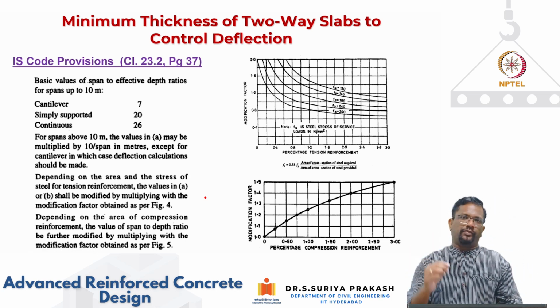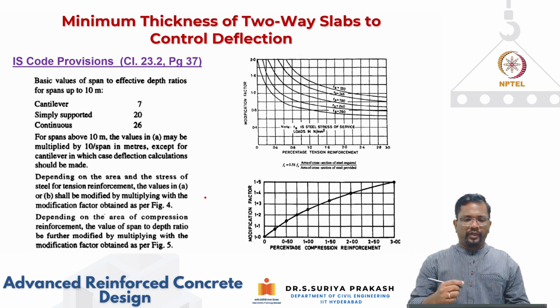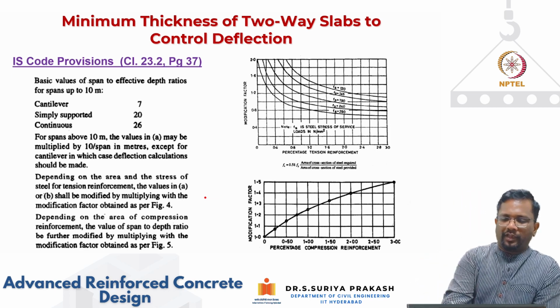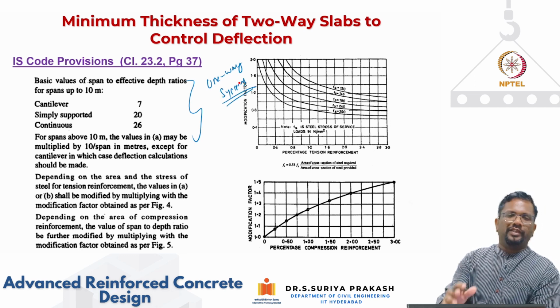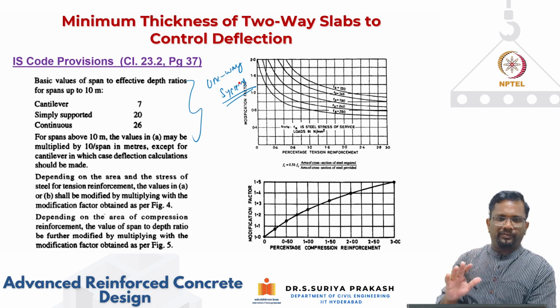Now let us see what are those L by D ratios. This is applicable for one-way systems, for beams and slabs that we talked about. But the code is saying that even for flat slabs, you can use this. That's what the code is saying, and let us look at it.